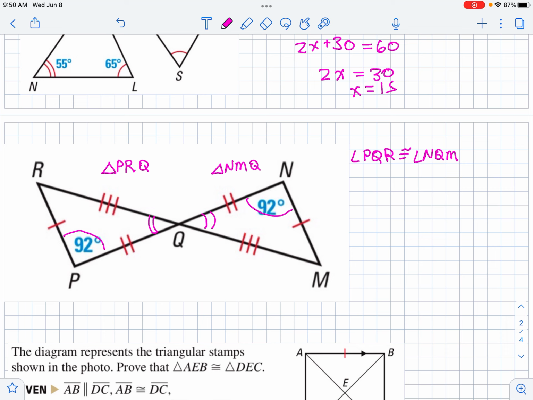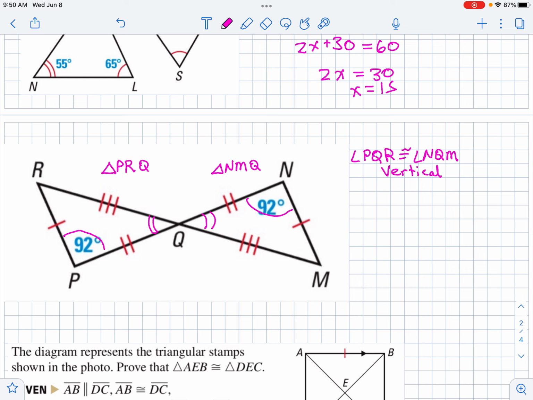Those angles are congruent because, and you might ask, well, how do you know that? Well, because they're vertical angles. So you train yourself to spot these things, like, okay, these are vertical angles. Therefore, those angles are congruent.